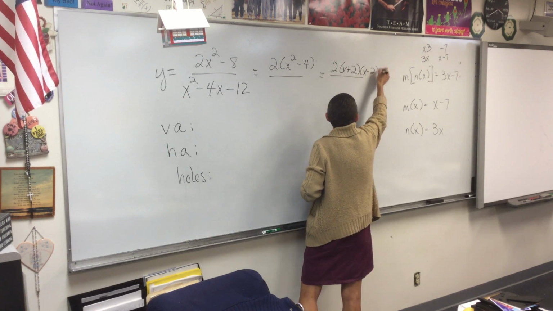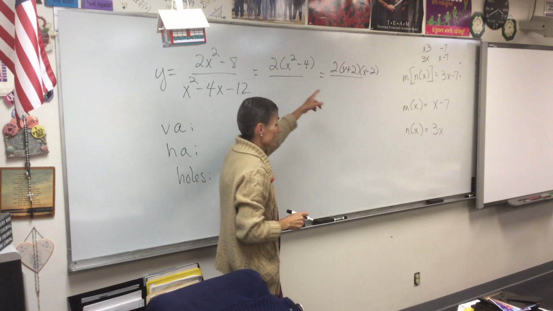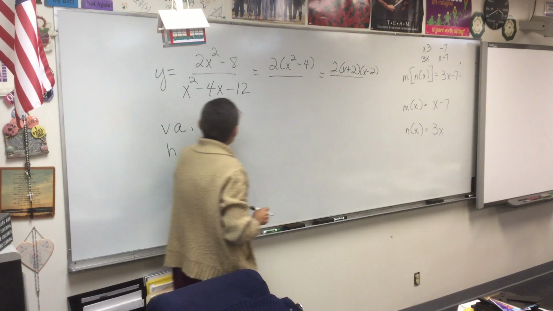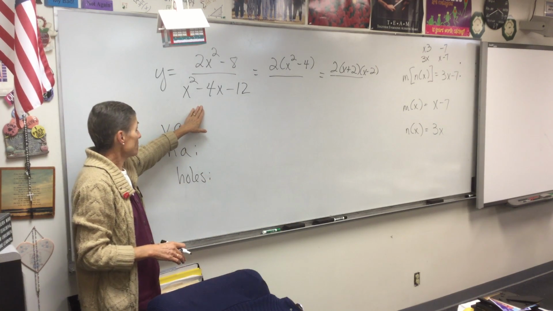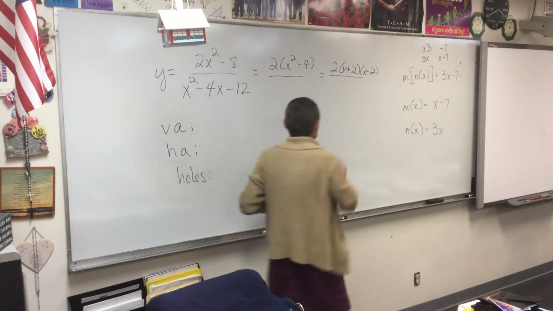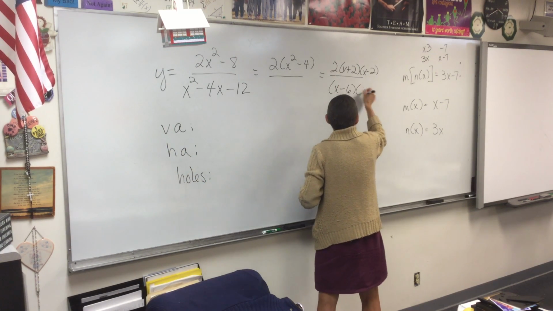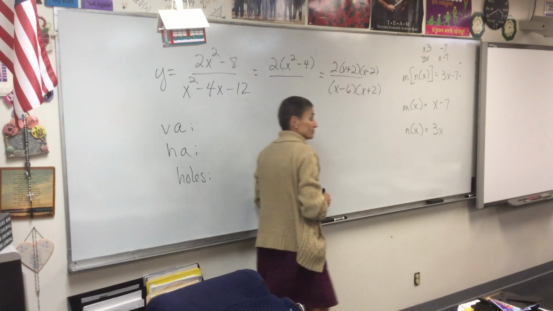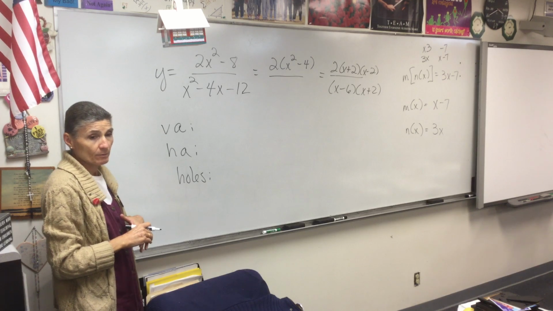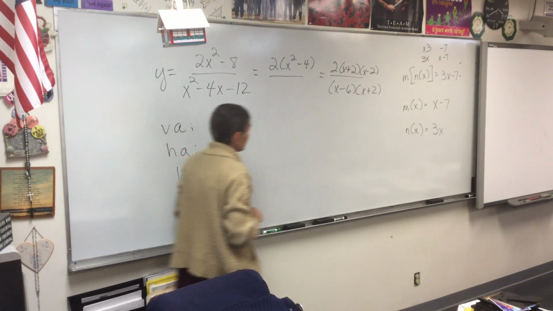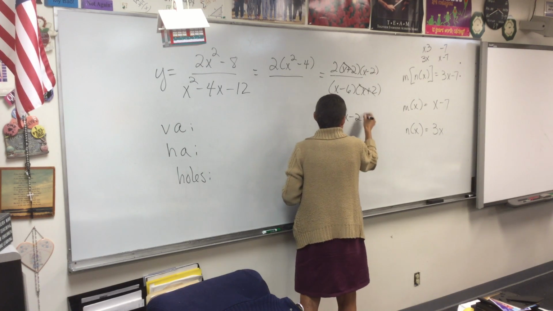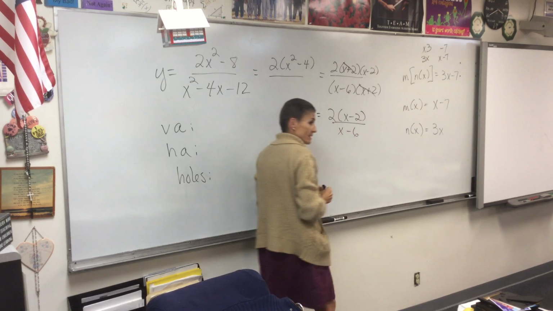By the way, do not forget to carry that 2 along. He's part of it. You've got to keep him as you go. All right, how does the bottom factor, Daisy? 6 and 2, so it's going to be X minus 6, X plus 2. Everybody okay? Now what do you notice? We can cancel. So we have a hole. 2 times X minus 2 over X minus 6.